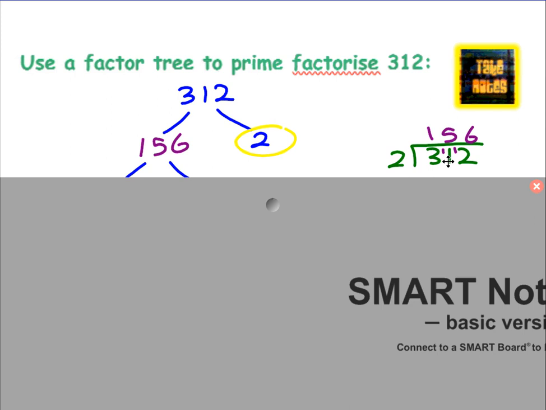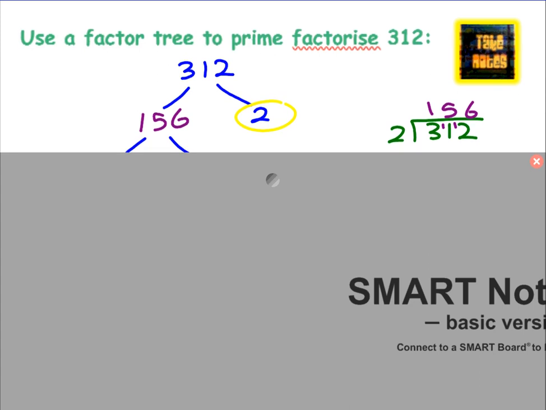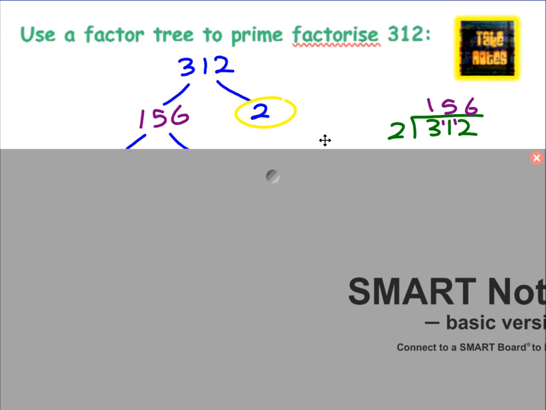2 goes into 11 5 times, because 5 times 2 is 10, so 2 goes into 11 5 times with 1 remainder, so I'll put my remainder here. 2 goes into 12 6 times with no remainder, so 2 times 156 is 312. If you've learnt a different way of dividing, that's fine, you just use your way. You're not forced to use my way. You're allowed to use whatever way you were taught in primary school.